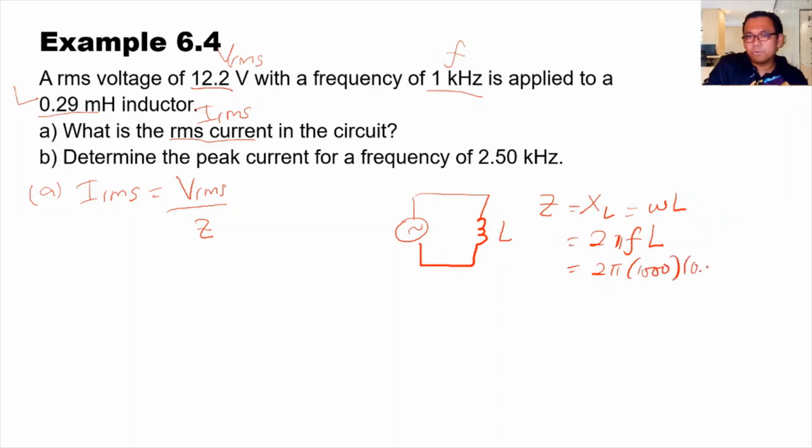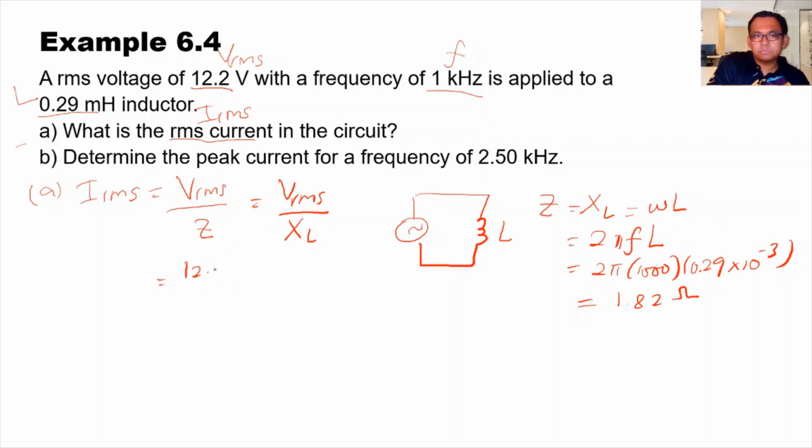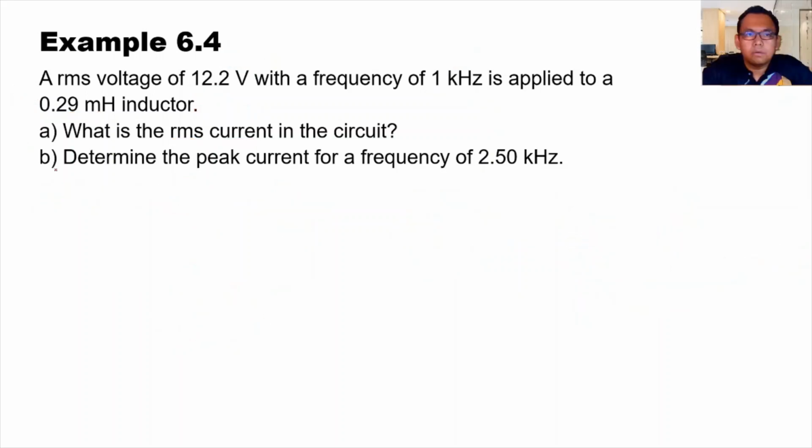1000, 0.29 milli times 10 to the power of -3. So we get the answer 1.82 ohms. So that means here we substitute the values, divided by inductive reactance. So 12.2 divided by 1.82, and we get the answer 6.7 ampere.